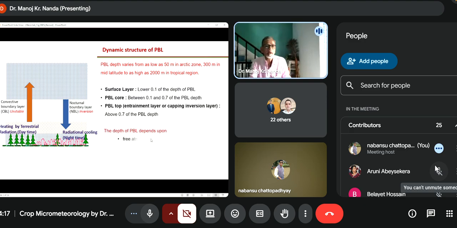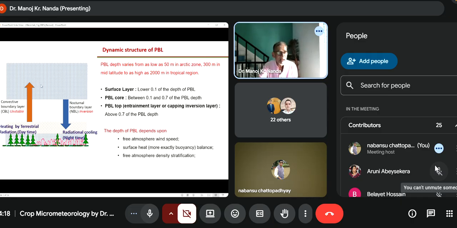Now the depth of PBL depends on several factors, like free atmospheric wind. Suppose free atmospheric wind speed is high, that means the PBL depth will decrease, because free atmospheric wind speed influences more up to deeper layer. And if surface heat transfer is more, the PBL is stretched upward. And there is density stratification. It has its influence on PBL. I'll talk about density stratification specifically in my subsequent slides. So now I am not telling about the density stratification.